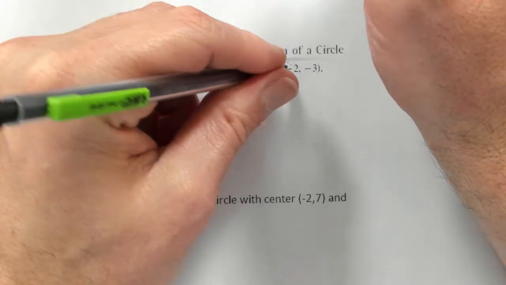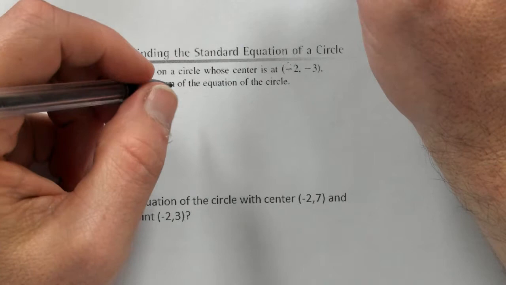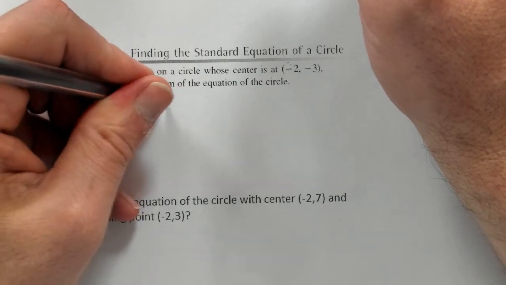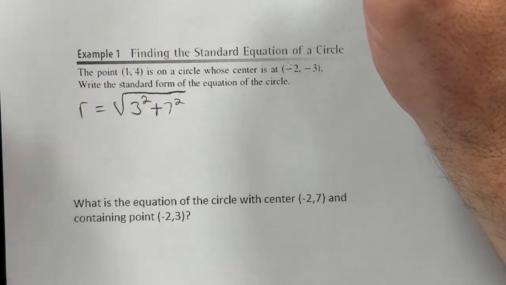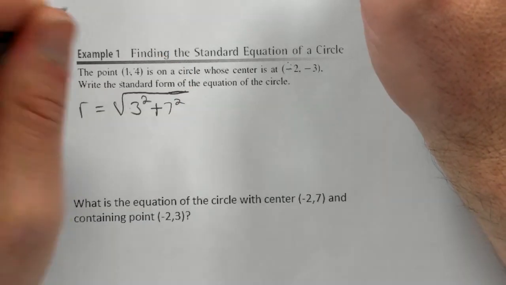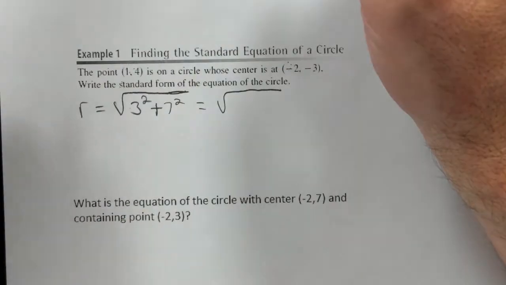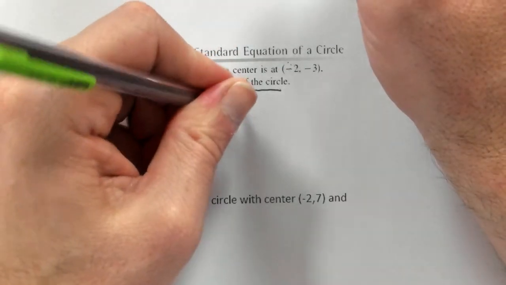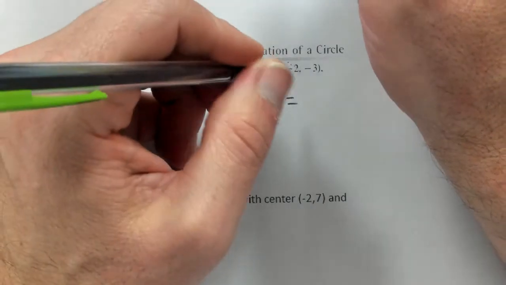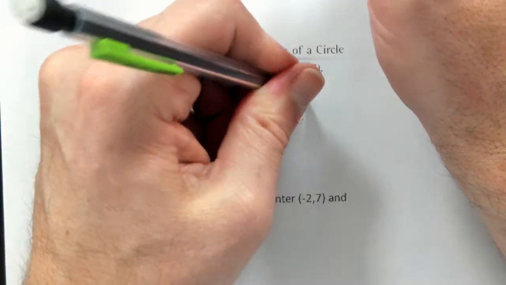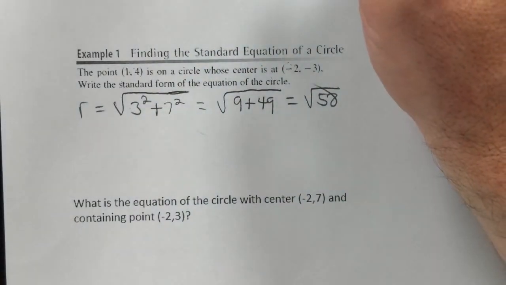So from 1 to -2 is a change of 3, plus 4 to -3 is a change of 7. So that'll be squared, right? And so from there we can go square root of 3 squared is 9, 7 squared is 49. And so I can add those together and get the square root of 58. Okay, so my radius is the square root of 58.